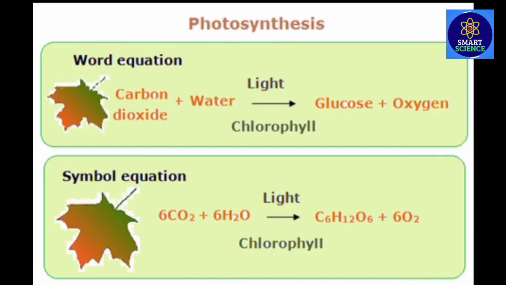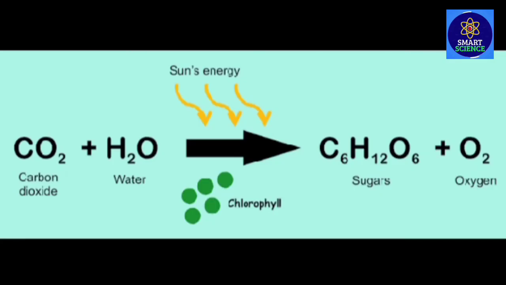So now we can put the word equation of photosynthesis. As you can see the word equation here, when carbon dioxide reacts with water in the presence of light and chlorophyll, we get glucose and oxygen. You can also represent this equation by using chemical symbols.